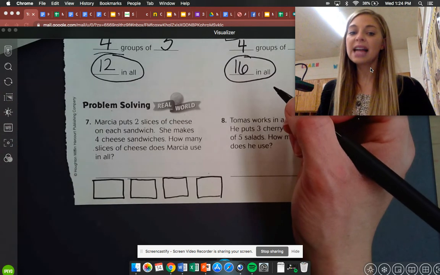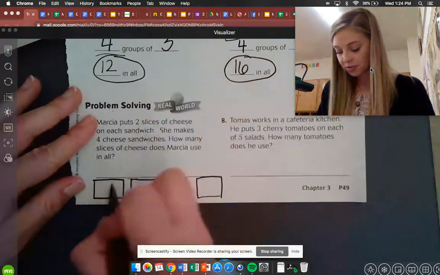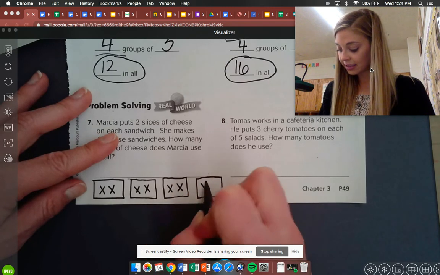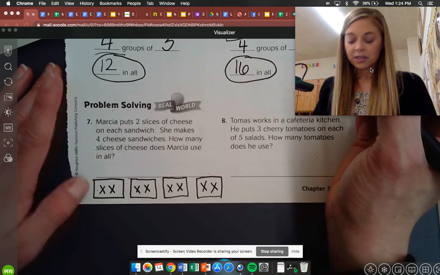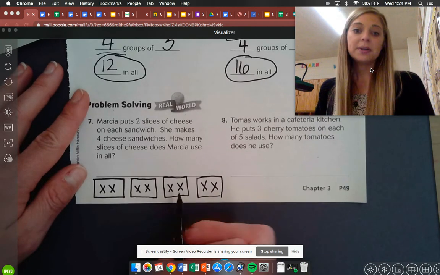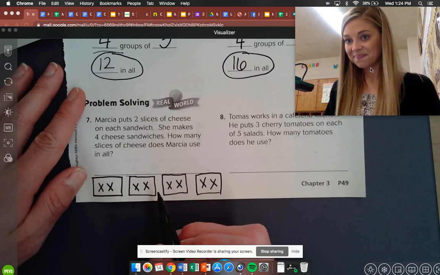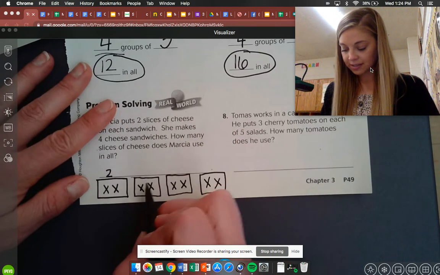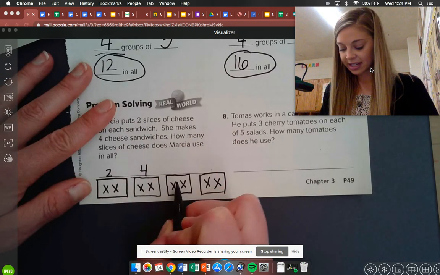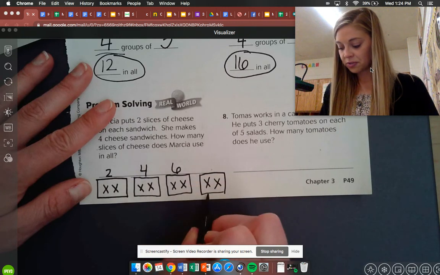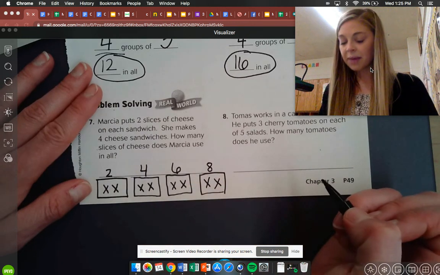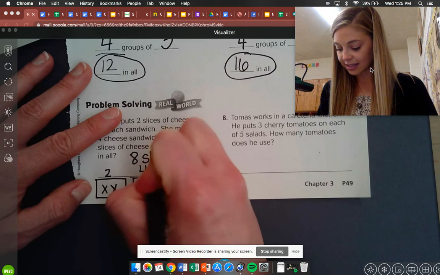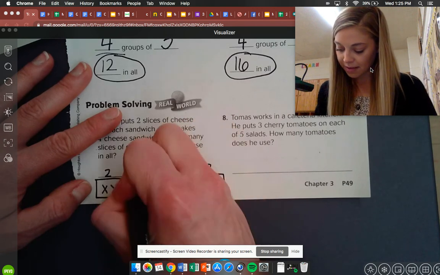And she puts 2 slices of cheese on each one. Now I'm just going to do 2 X's on each square to represent my pieces of cheese. So here we have 4 groups of 2 because she put 2 slices on each of her sandwiches. Okay, so I have 2, then 2 plus 2 is 4, 4 plus 2 is 6, and 6 plus 2 is 8. So that means that she has 8 slices of cheese in all. So I'm going to write 8 slices. It's really important to label my answer.